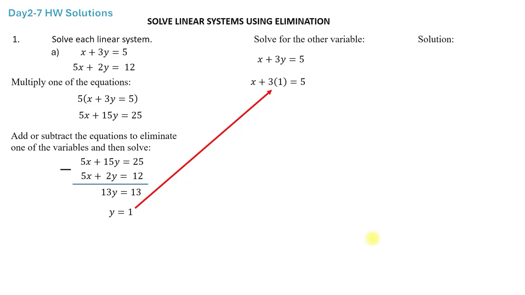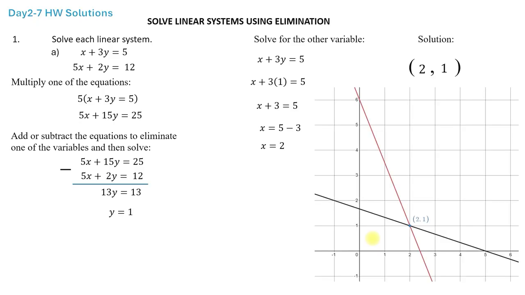x plus 3 times 1 equals 5. x plus 3 equals 5. And that further simplifies to give us a value of 2 for x. So we have x equals 2 and y equals 1. So our solution is 2, 1. And there's our graph, just to back up what we've just proven.